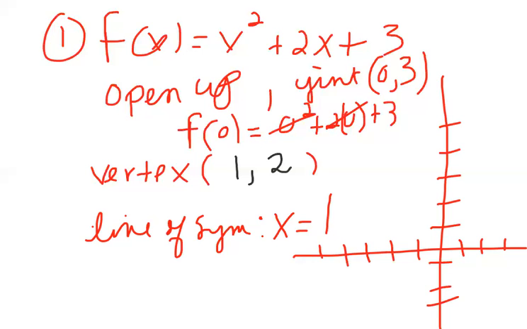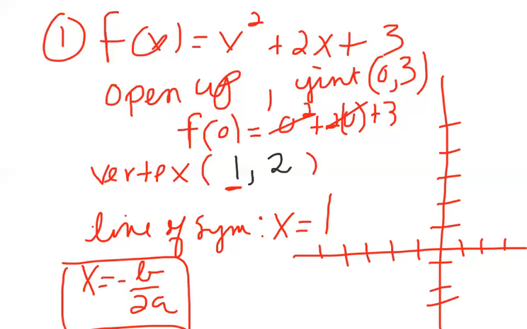Okay, how'd you get the 1 for the symmetry? Okay, remember, it shares the same x value with the vertex, or you could just use the formula x equals the opposite of b over 2a. So the same way you find the x value of the vertex is the same way you find the line of symmetry. All right.